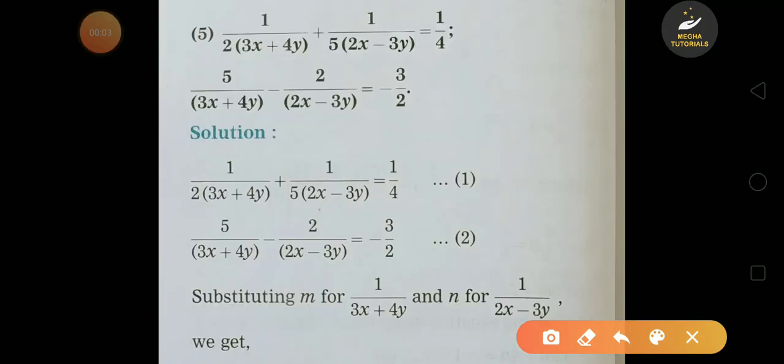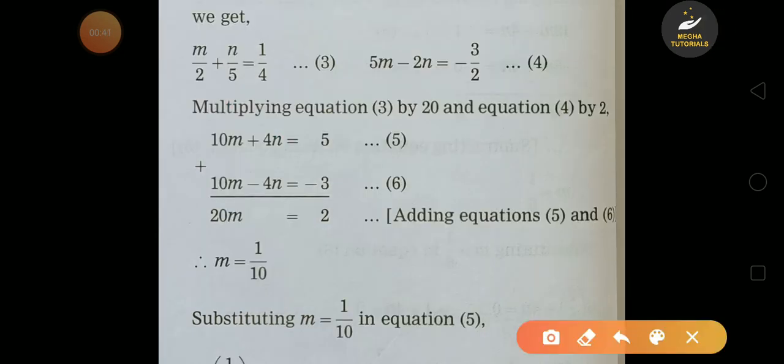Question 5. 1 upon 2 into 3x plus 4y plus 1 upon 5 into 2x minus 3y is equal to 1 upon 4. And 5 upon 3x plus 4y minus 2 upon 2x minus 3y is equal to 3 upon 2. Equations 1 and 2. Both equations are not in the standard form. So we have to replace 1 upon 3x plus 4y by m and 1 upon 2x minus 3y by n. So we can get m upon 2 plus n upon 5 is equal to 1 upon 4, equation 3, and 5m minus 2n is equal to minus 3 upon 2, equation 4.